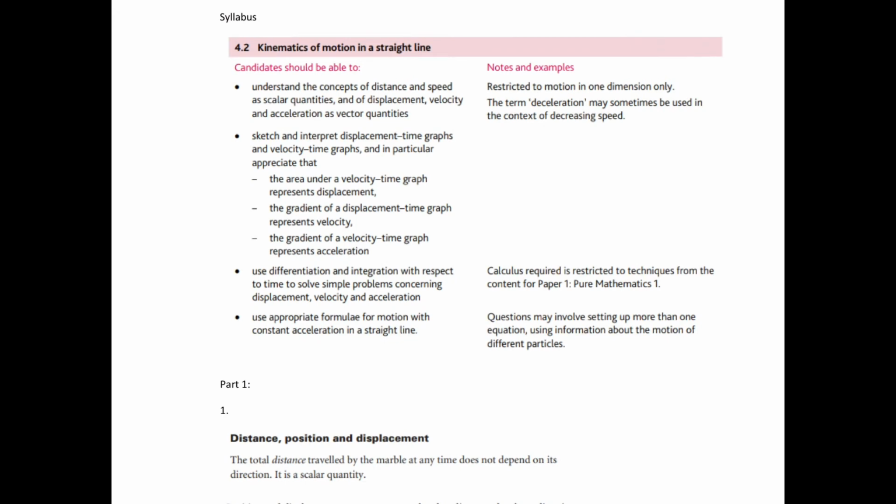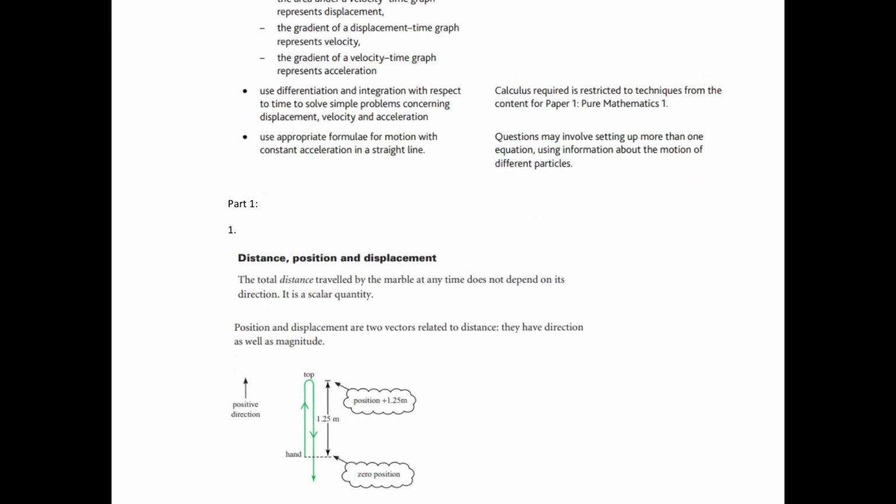So this chapter is kinematics of motion in a straight line. Let's look at the theory over here. Part 1: distance, position, and displacement.